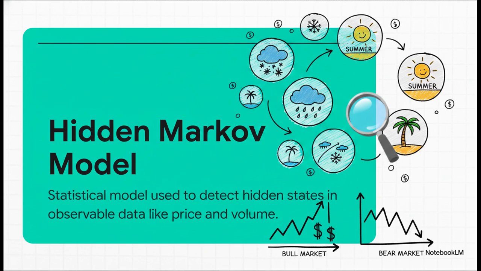Think of it kind of like the weather, right? You wouldn't wear a swimsuit in a blizzard, and similarly, you absolutely shouldn't use an aggressive bull market trading strategy when the market is in a crash state. The observable data, so daily price changes and volume, are just the snowflakes or the sunshine. The HMM's entire job is to look at those daily clues and mathematically deduce the underlying season or regime that the market is currently experiencing.